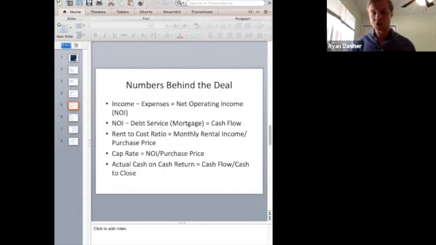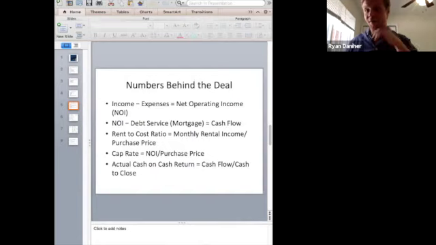So all investors set their own standards of cap rate. The lower the cap rate, the smaller the return and the greater the spread between the net operating income and the purchase price. So in New York City, in Manhattan, your cap rates are like 4%.